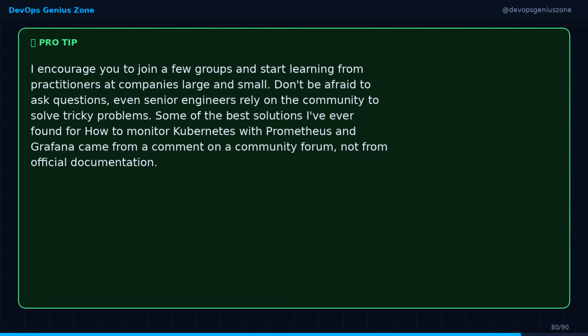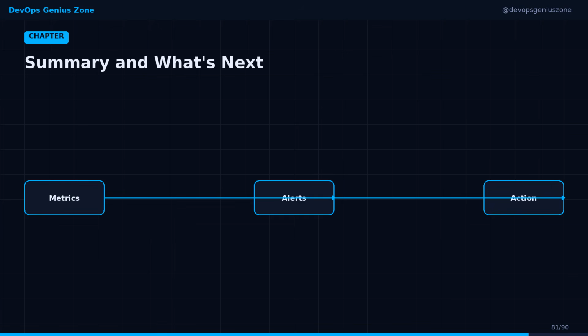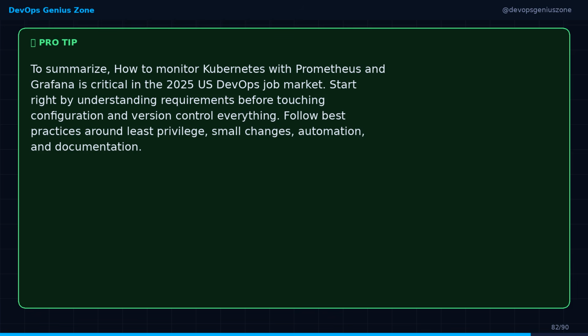The community around how to monitor Kubernetes with Prometheus and Grafana is one of the most active in tech. There are dedicated Slack workspaces, Discord servers, local meetups, and global conferences like KubeCon, reInvent, and HashiConf. The DevOps community in the US is incredibly welcoming and always willing to help newcomers. I encourage you to join a few groups and start learning from practitioners at companies large and small. Don't be afraid to ask questions. Even senior engineers rely on the community to solve tricky problems.